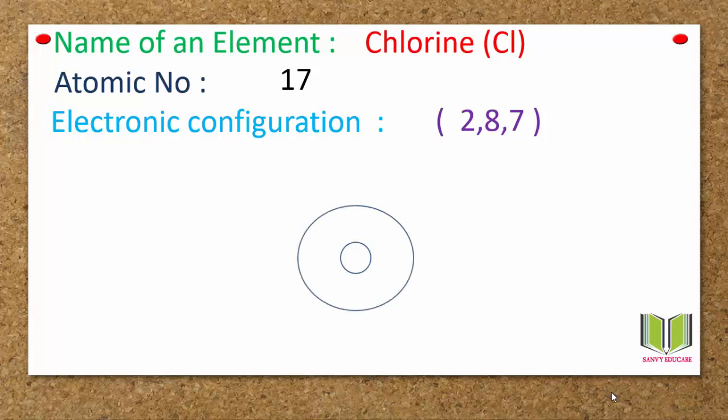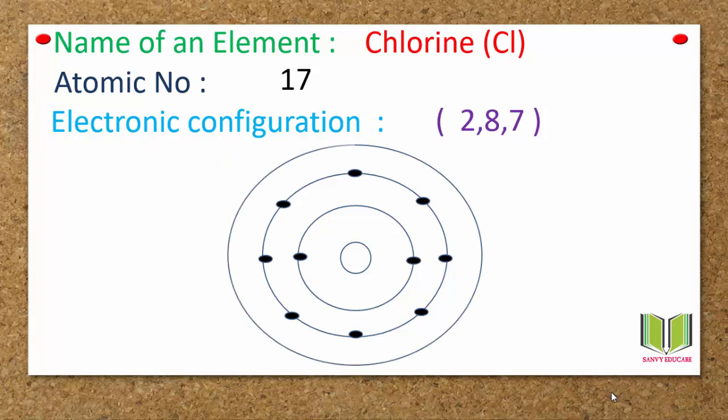In the first orbit there are 2 electrons, in the second orbit there are 8 electrons altogether, and in the third orbit there are 7 electrons. Yes, 7 electrons altogether in the last orbit.